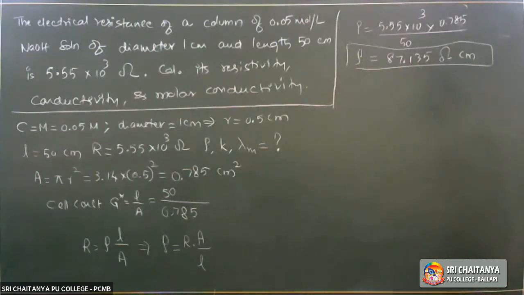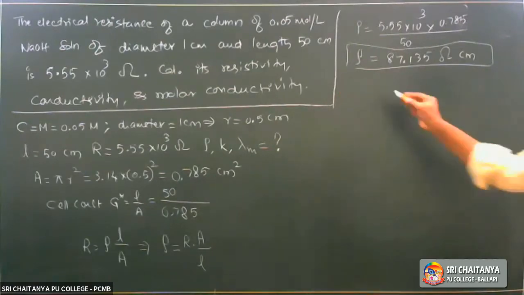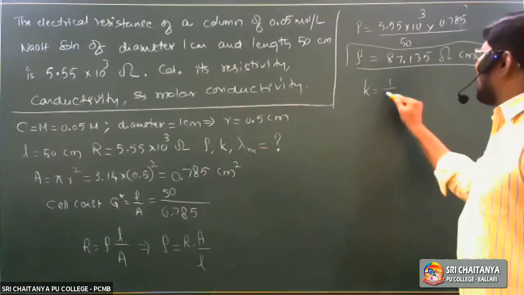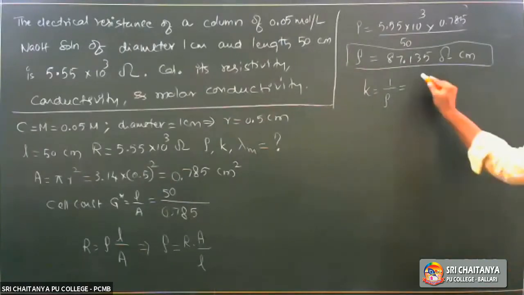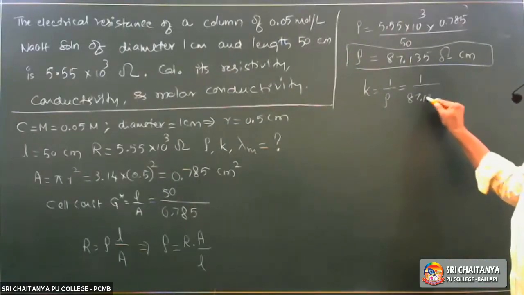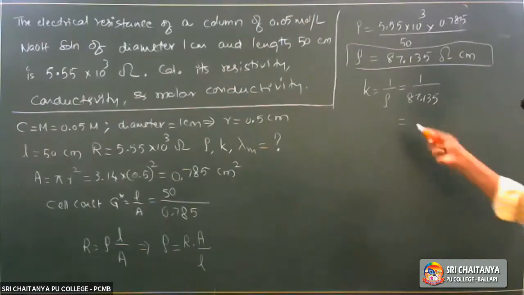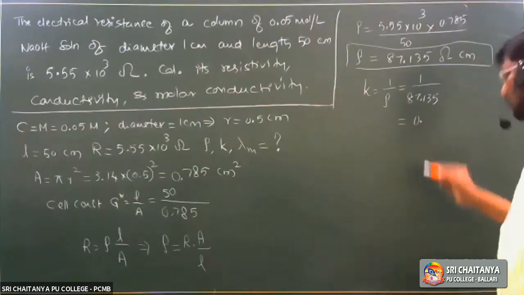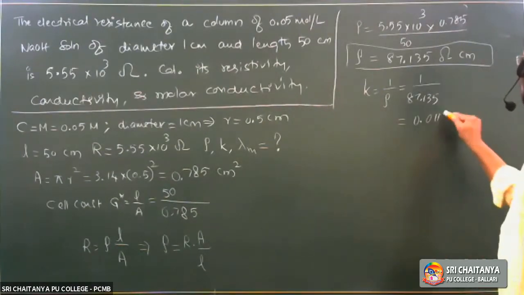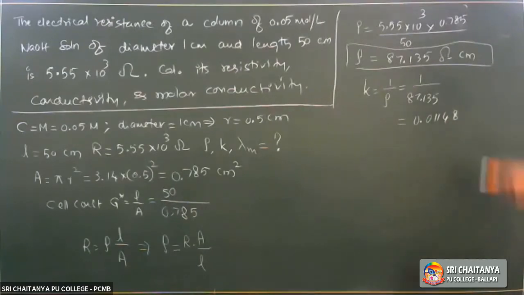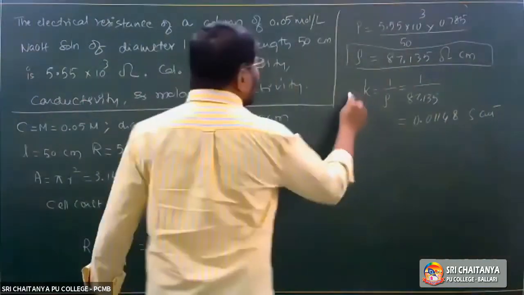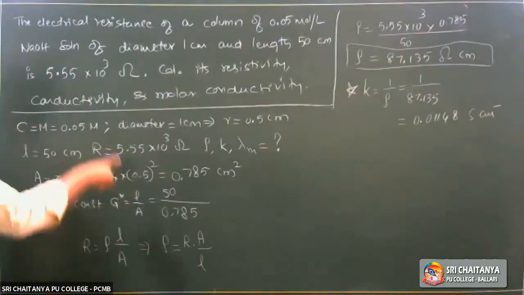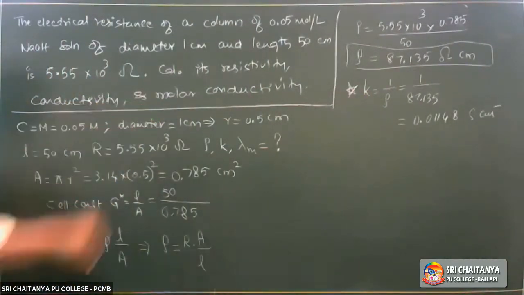Then the next one, conductivity K. K is nothing but the reciprocal of resistivity. So 1 divided by 87.135 is equal to 0.01148 Siemens centimeter inverse. This is the second answer, K, conductivity. Next one, molar conductivity.